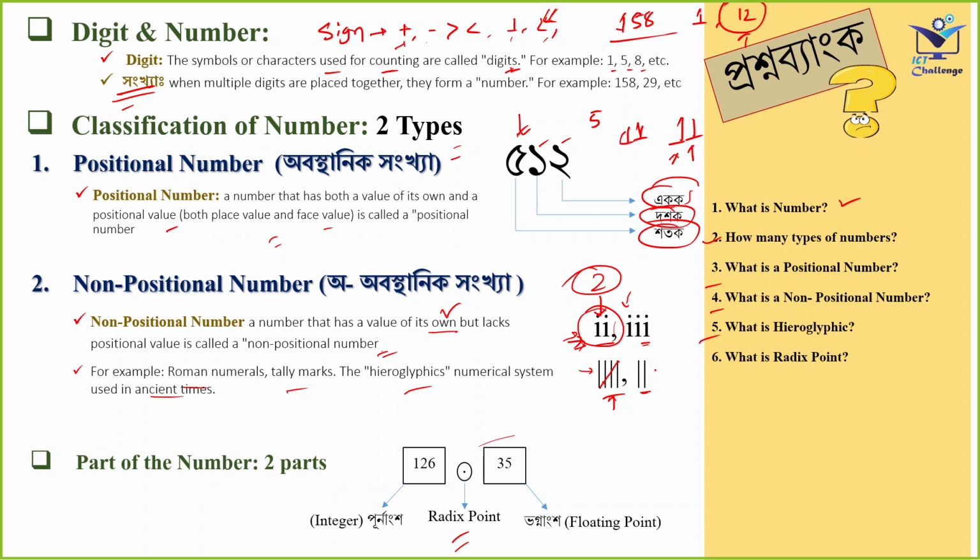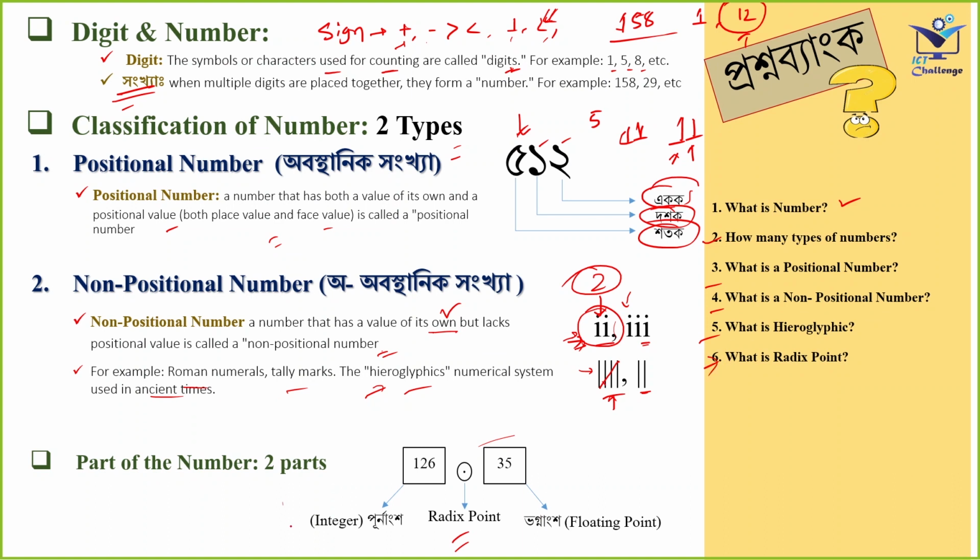What is hieroglyphics? Hieroglyphics is a number system which was actually used in ancient times. Okay, you must understand these things. Hieroglyphics, Roman and tally are number systems that were actually used in ancient times or ancient periods.